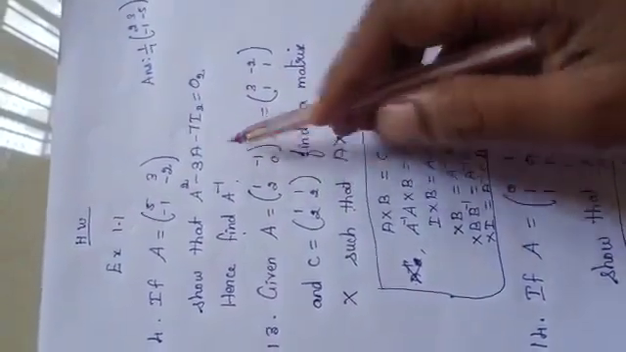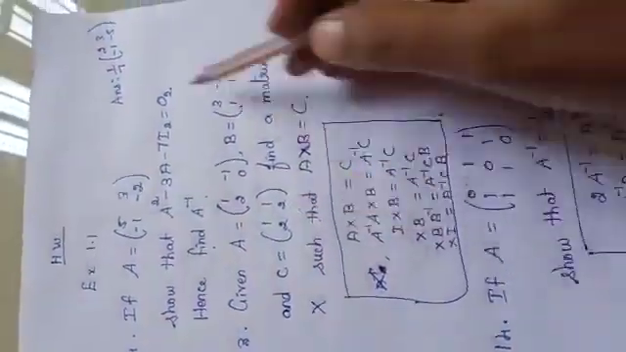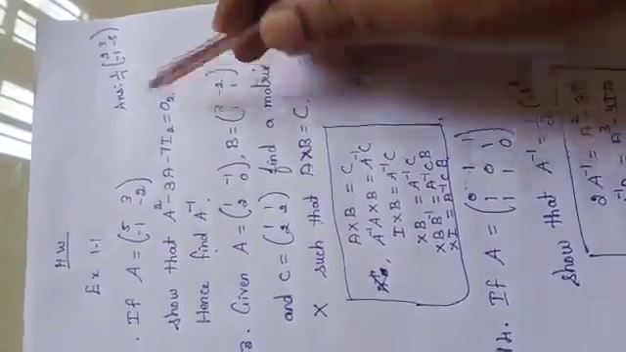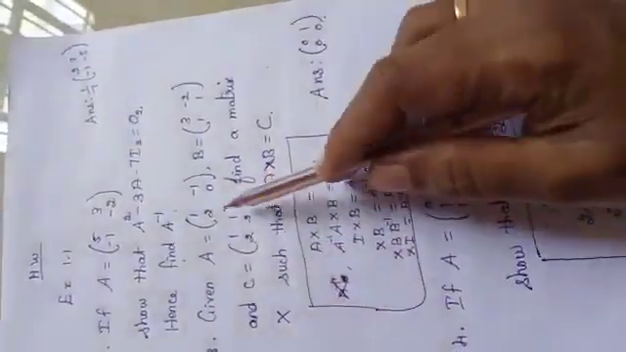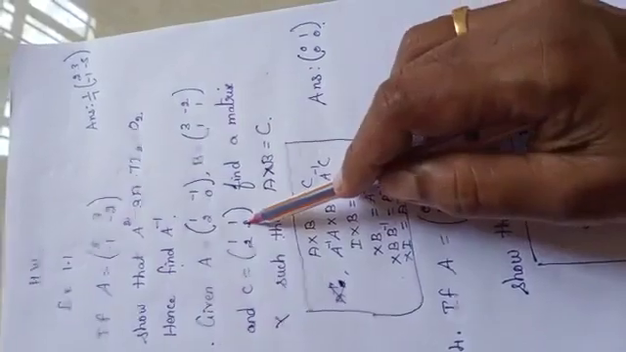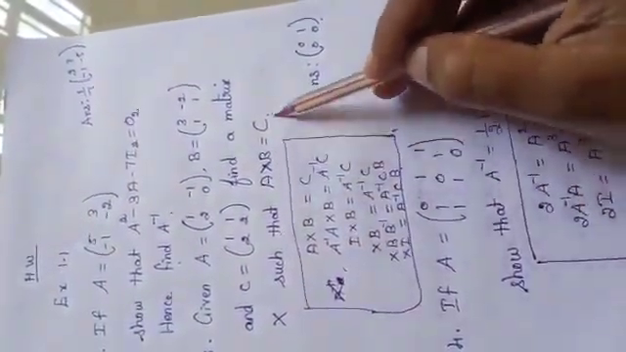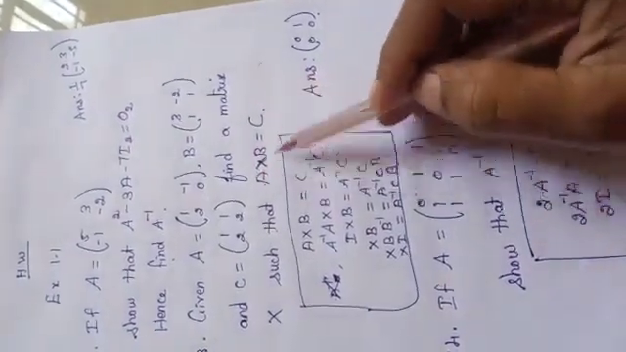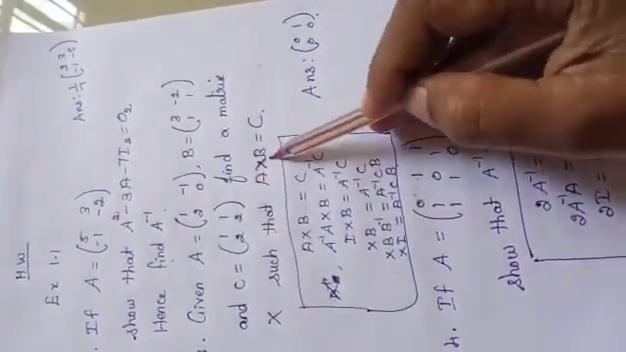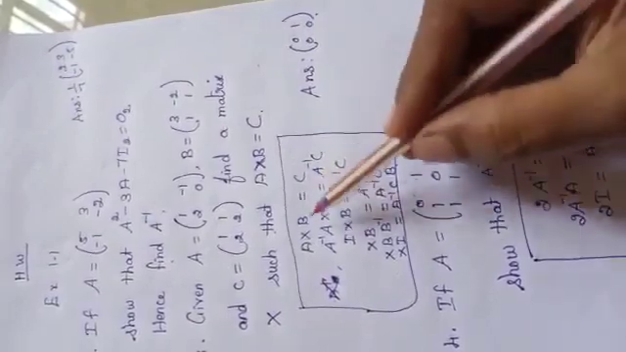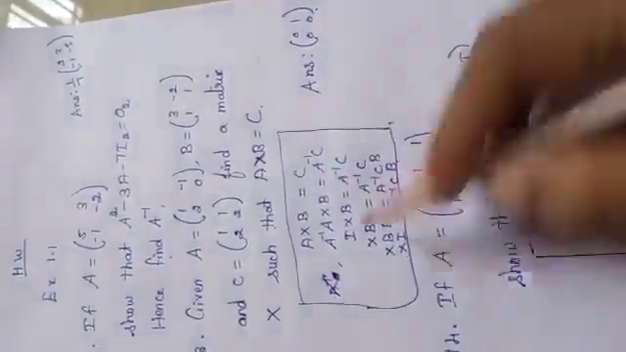We did that example problem, so the answer I have given here is to check. Then the 13th problem: A is given, B is given, C is given. Find a matrix X such that A X B equals C. This is given and they have asked for X. We do it using the property only. I have given the beginning step.